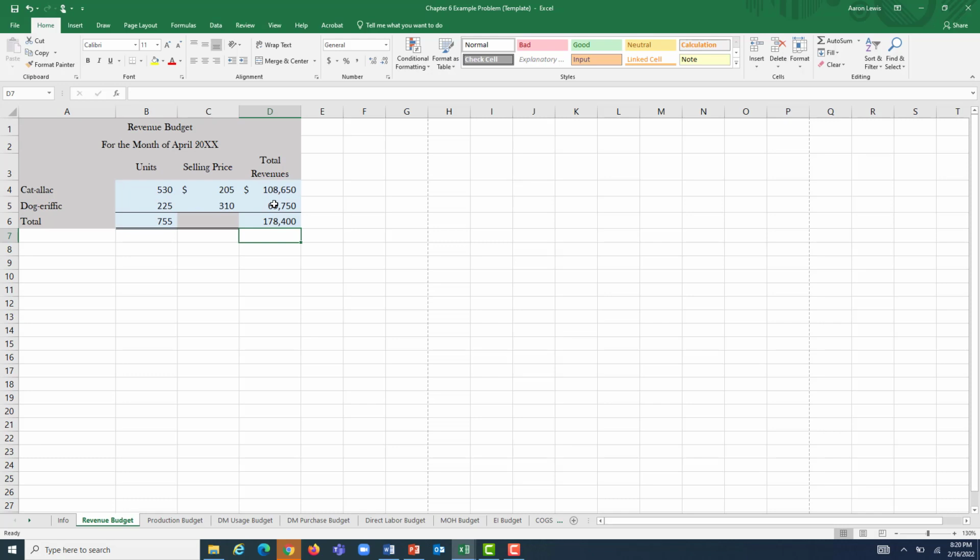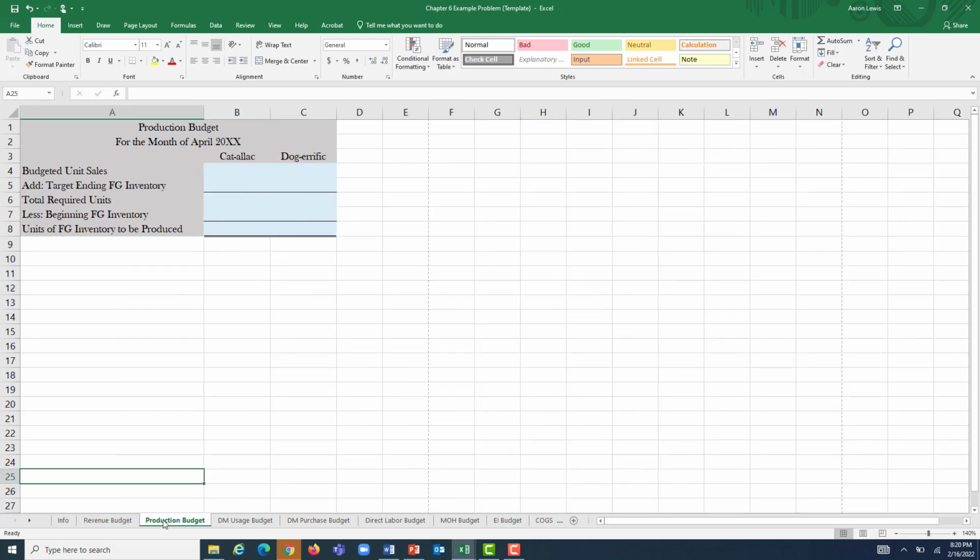Now we've got to compare some expected costs against that. And to figure out what our expected costs are, we have to figure out what our expected production volume is, because all our costs are very much dependent on what we produce. So the next budget I'm going to do is our production budget. And on our production budget, what information do we have?